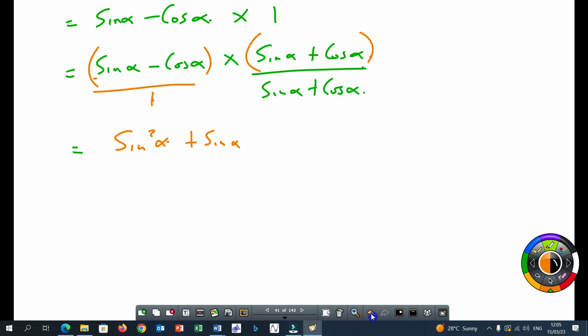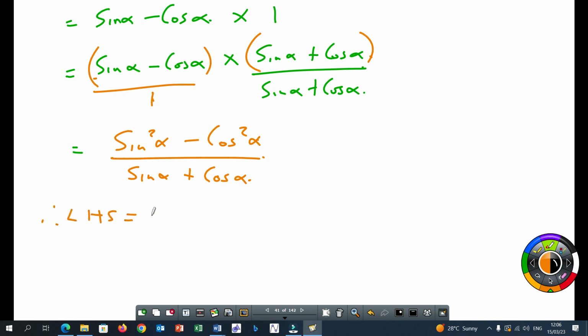So let me just go straight to the difference of 2 squares. That will be minus cos squared alpha all over denominator times denominator. I'll get that, and then I'm done. So left hand side is equal to the right hand side.